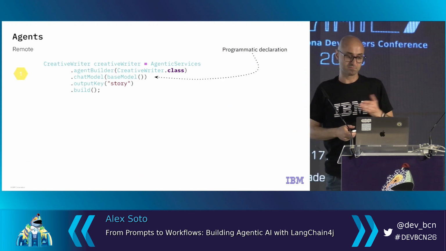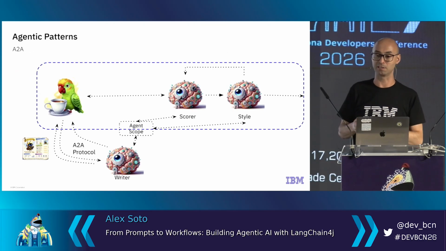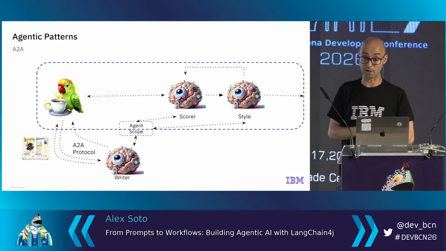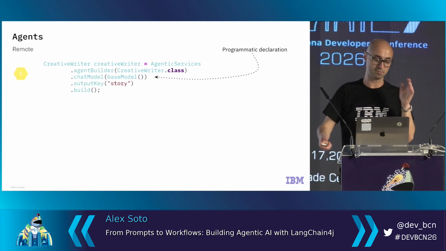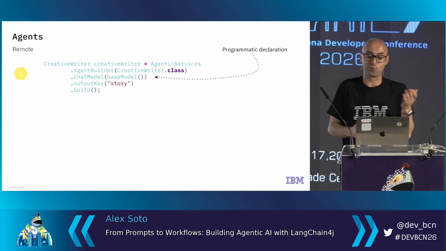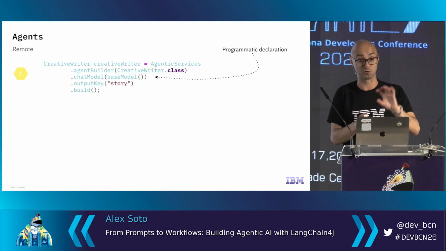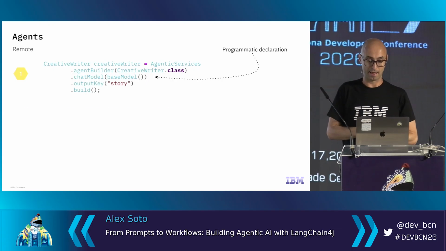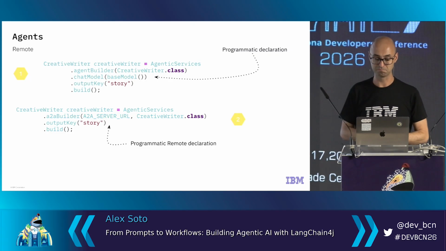How to do this? Super easy. Again, this is the creative writer. Remember, the creative writer is the remote one. So how do I connect to this remote agent? Okay, I just create a creative writer. In this case, notice that I'm showing you the programmatic declaration approach, so I'm not using the annotations. And then I just say, okay, AgenticServices.a2aBuilder. I set the URL, done.